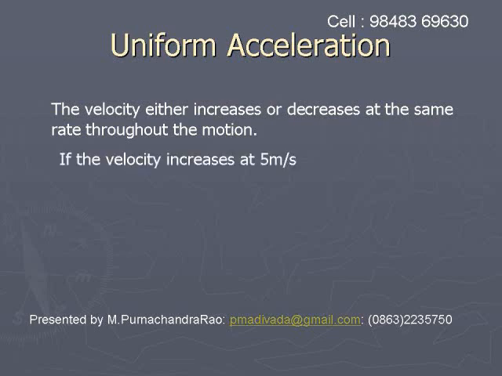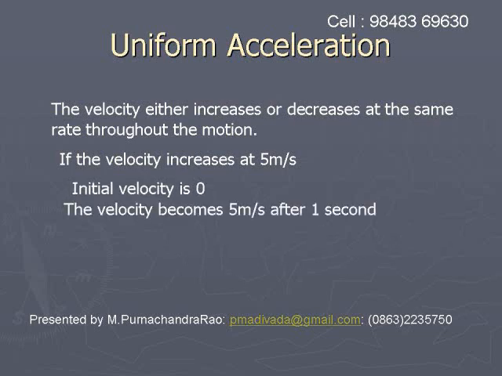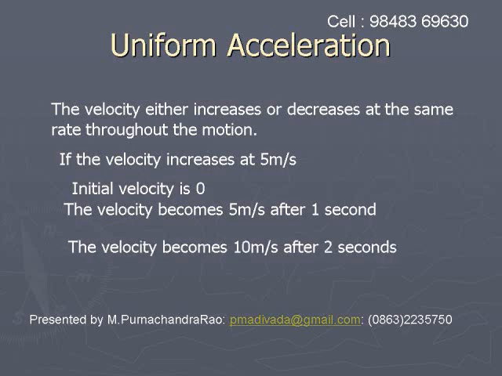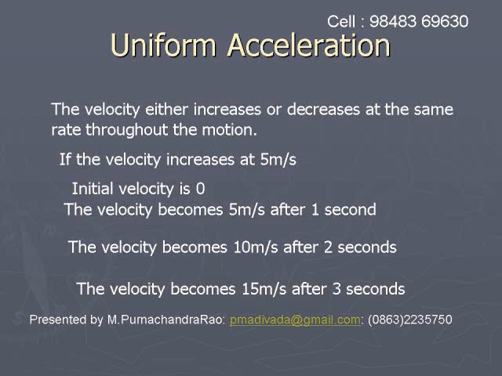Suppose the velocity increases at 5 meters per second. At starting time it's 0, after 1 second 5 meters per second, after 2 seconds 10 meters per second, after 3 seconds 15 meters per second. Like this it increases constantly. Then we say it has got constant acceleration.